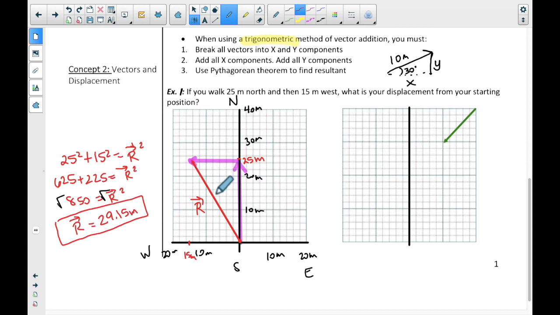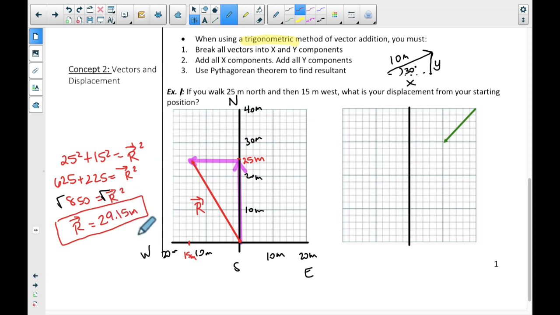And so again, if you have it on graph paper, you can kind of see, is that a realistic representation? If this is 25 and this is 15, then I think 29.15 seems about right because the hypotenuse should be the longest side, and that is a little bit longer than 25. So that is my resultant vector.